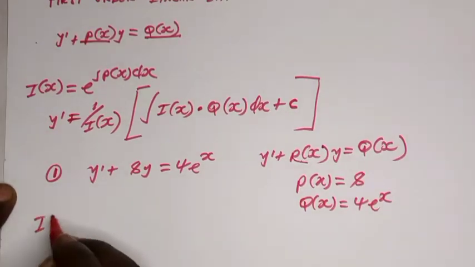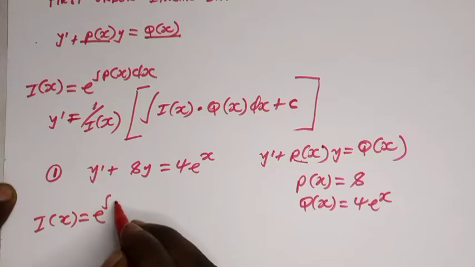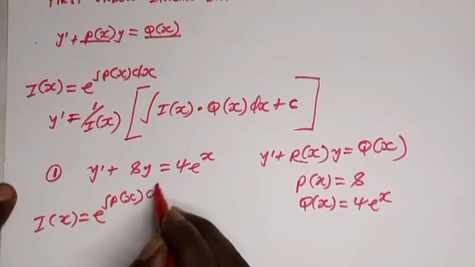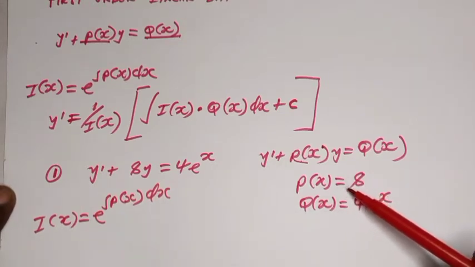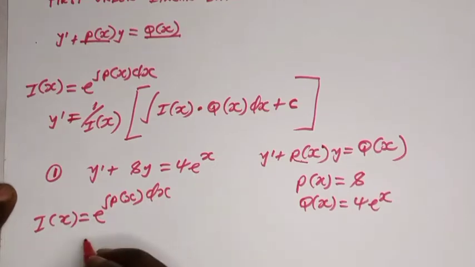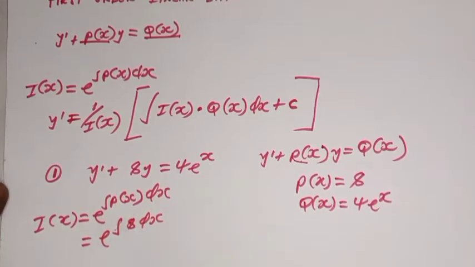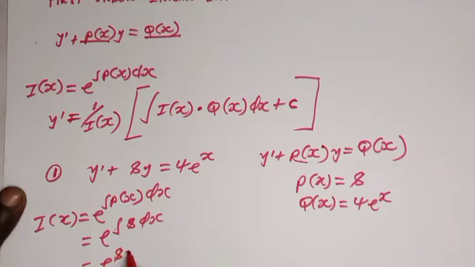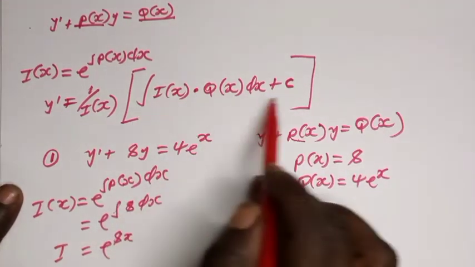Then I(x) equals e to the power integral of p(x) dx. Let's substitute. Where there is p(x), there is 8, so it equals e power integration of 8 dx. Then let's integrate 8, and it will be e to the power 8x. We all know how to integrate, right? So here I equals e power 8x.